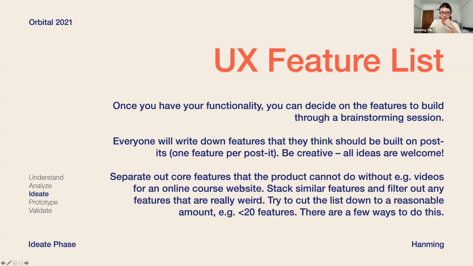All ideas are welcome. After you have all these features, you naturally need a way to filter and categorize them so that you can have a discussion. Firstly, you want to separate out core features that the product cannot do without. Let's say it's an online course website. Then naturally you might need videos. Video seems like a core feature. Without videos it's very hard to do an online course. It's not impossible, but if your company is focused on that, I think this is a core feature.